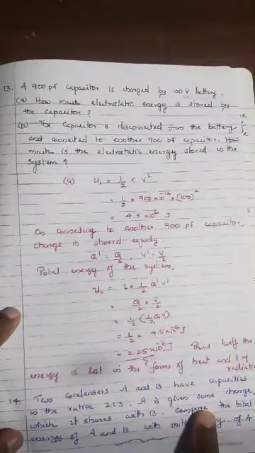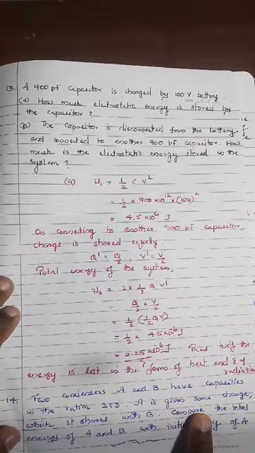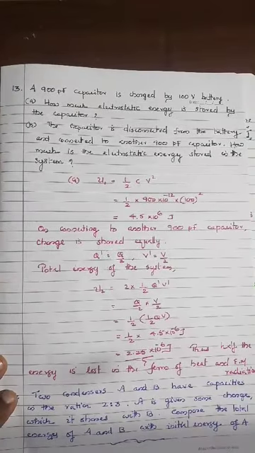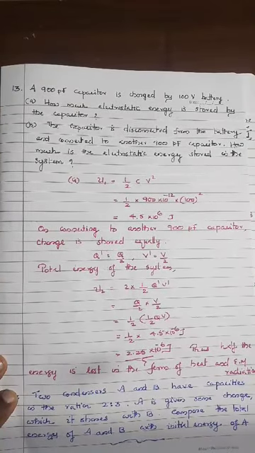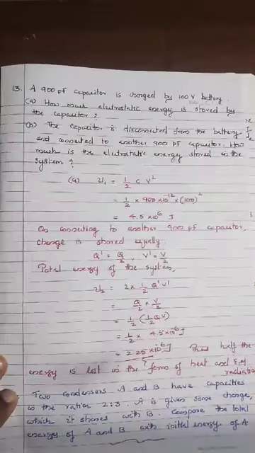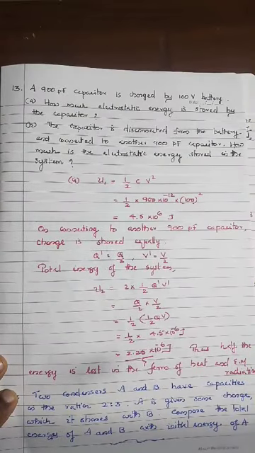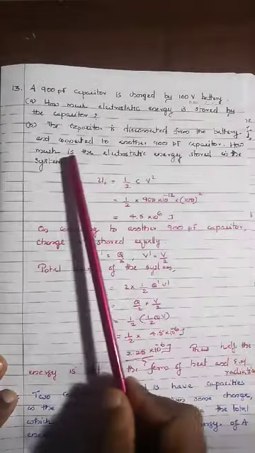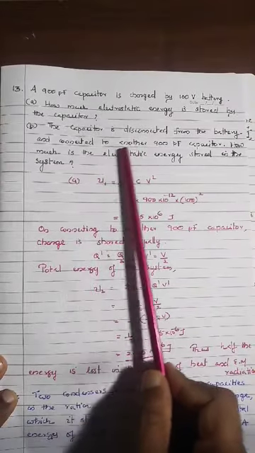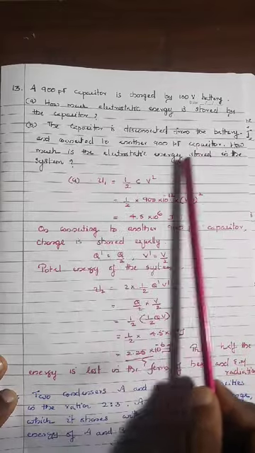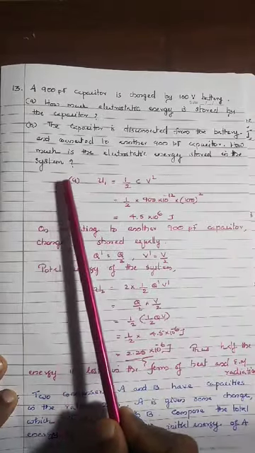Number 4. A 900 PF capacitor is charged by 100 volt. First question, how much electrostatic energy is stored by the capacitor? The second aspect: the capacitor is disconnected from the battery and connected to another 900 PF capacitor. How much is the electrostatic energy stored in the system?